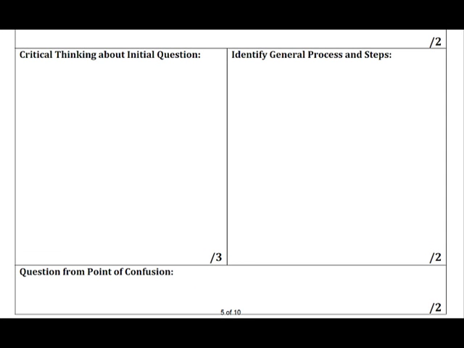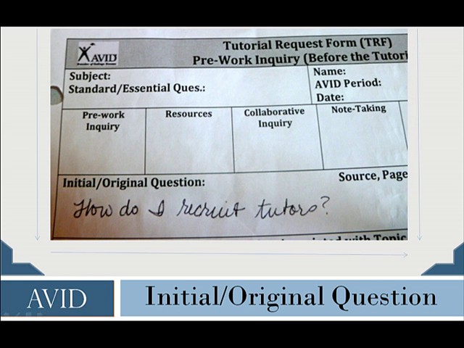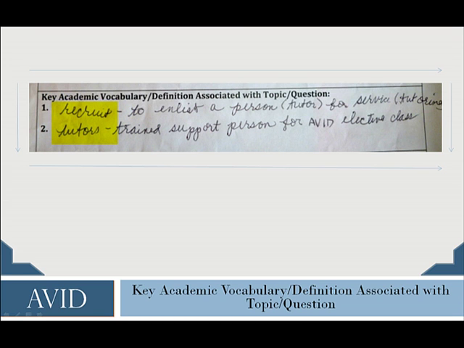Let's work through an example. For our purposes today, we will use an initial question a teacher might ask about tutorials. This initial question is, how do I recruit tutors? Remember, this may or may not be a higher level question. In this section, the terms important to the initial question are recruit and tutor. These have been defined here in the presenter's own words to be shared so that the group members also understand the language used during the tutorial session.